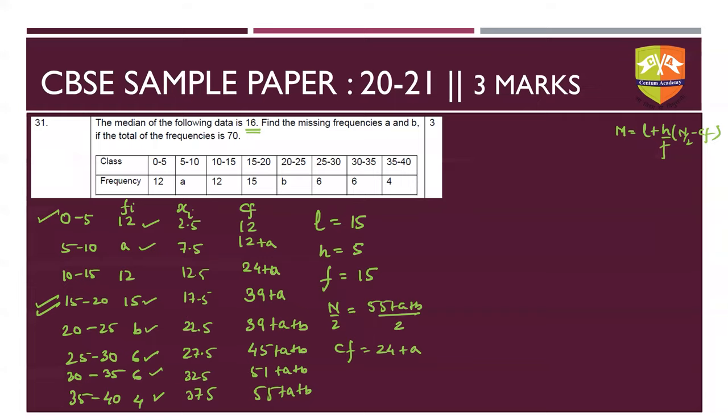So the median is 16. So 16 is equal to L, what is L? 15, plus H, H is 5, by F, 15, into N by 2 minus CF. So 55 plus A plus B by 2, and the total is anyway given, so we can directly write 70. So 55 plus A plus B, the total of frequency, is 70. So instead of this, 70 by 2, 35.